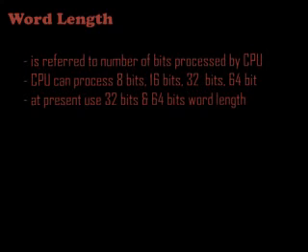Next term is word length. The number of bits processed by the computer CPU is referred to as word length. For example, some CPUs can process 8 bits, some 16 bits, some 32 bits, etc. At present, computers use 32 bits and 64 bits word length.